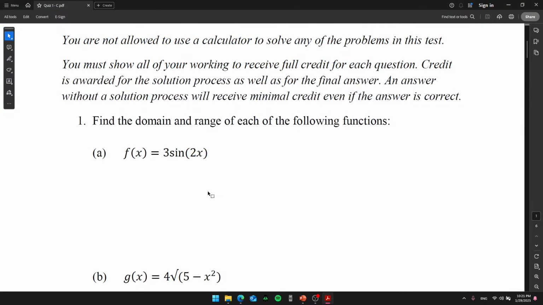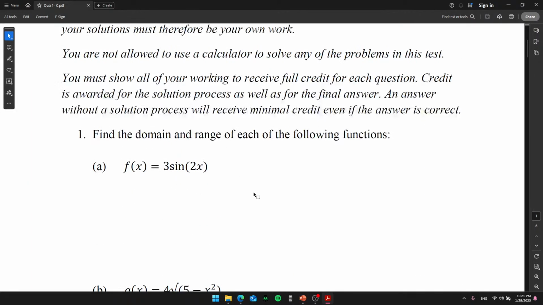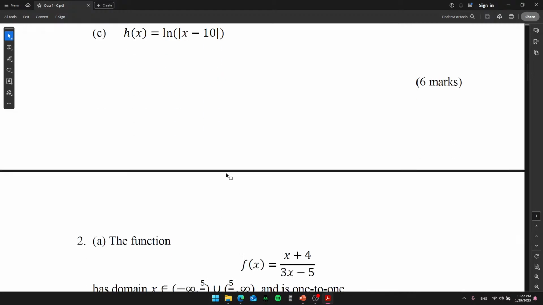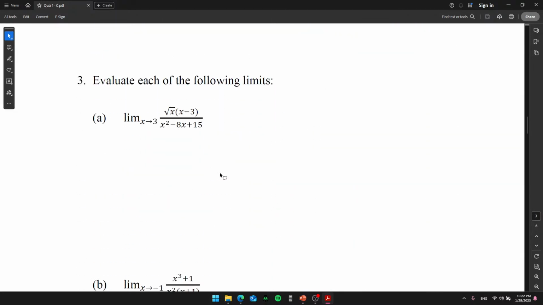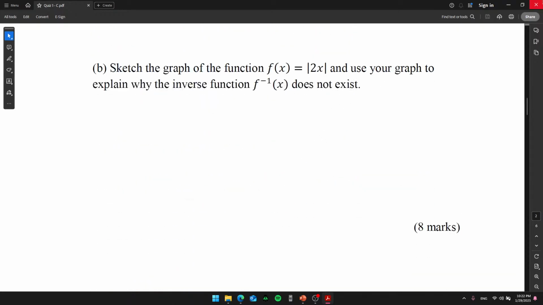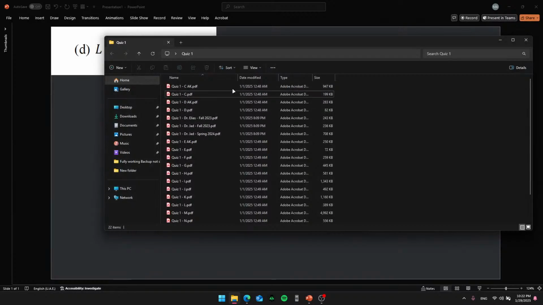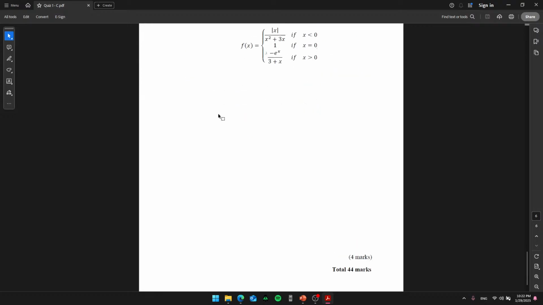Find the domain and range of each of the following functions. Oh sheesh, I'm not going to find these. Let's skip C because I'm not sure.